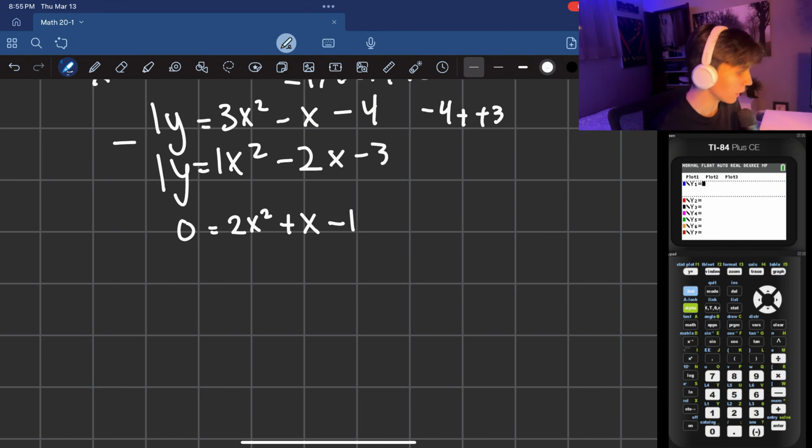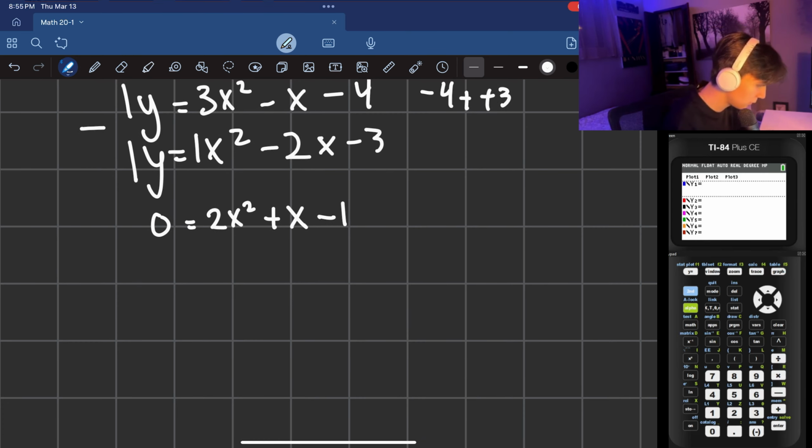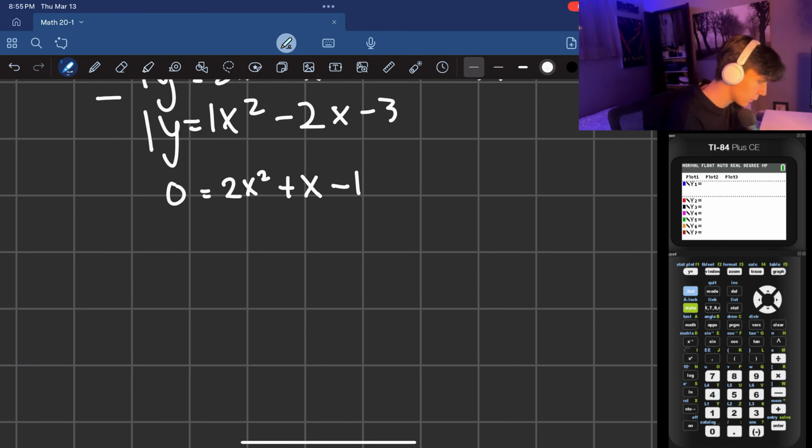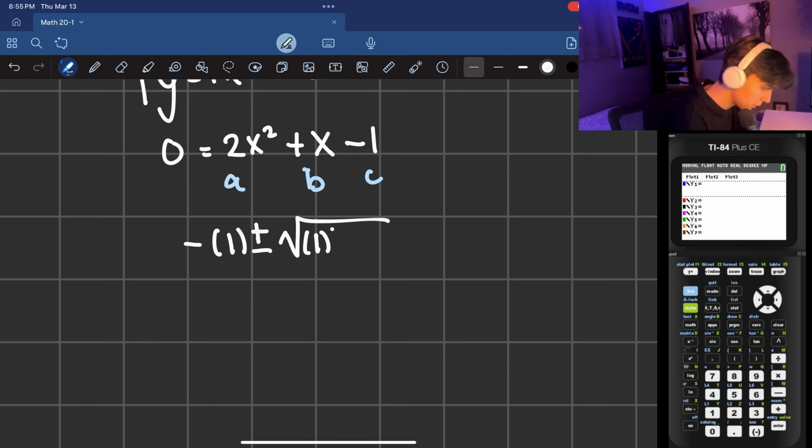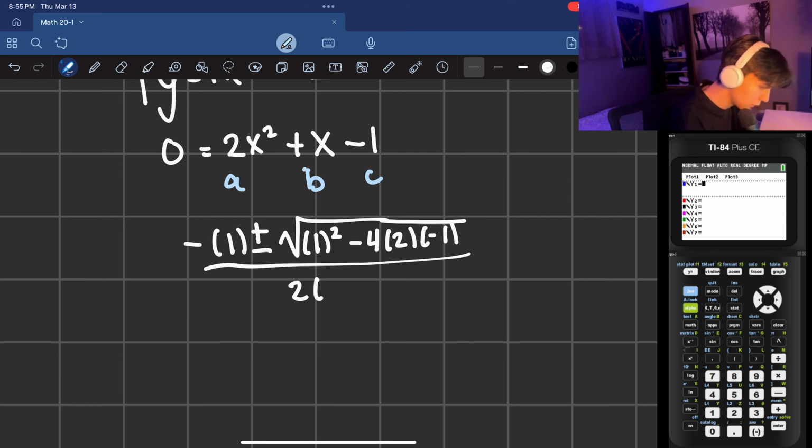You can use any method, again, complete the square, quadratic formula, factoring, whatever works best for you, as long as you find x. So I just want to show you guys how the quadratic formula is going to work out. So we have a, b, and c here. And your quadratic formula is going to be negative b, which is 1, plus or minus square root of b squared, which is 1, minus 4 times 2 times negative 1, all over 2 times 2.